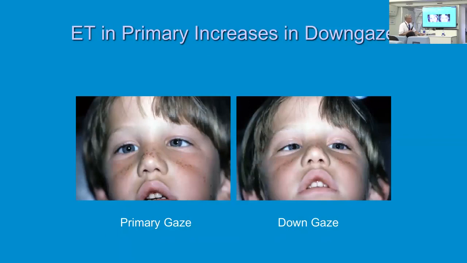When he looks down, he has an esotropia in down gaze. You can see in primary gaze it's a smaller esotropia. When he looks down, it's a larger esotropia. Also switches fixation. But the esotropia increases from up gaze to down gaze.